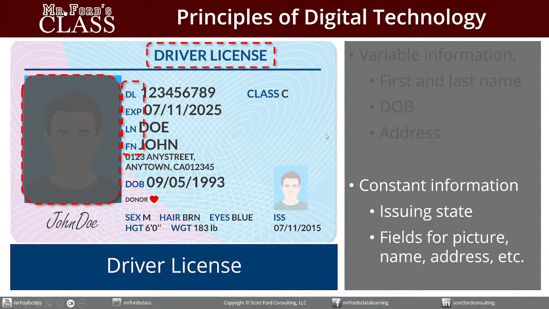Then we have constant information. This is going to be the same on every driver's license for that state. For example, you're going to have an issuing state. That's going to be the same. You're going to have a specific field for a picture. That remains the same. It's constant. You're going to have a space for addresses, et cetera, et cetera. So in a driver's license, you have variable information and you have constant information.